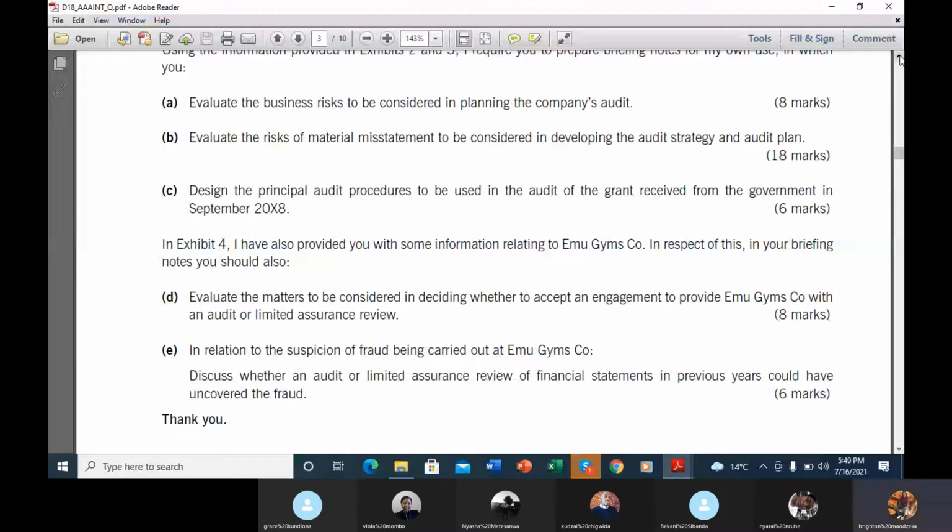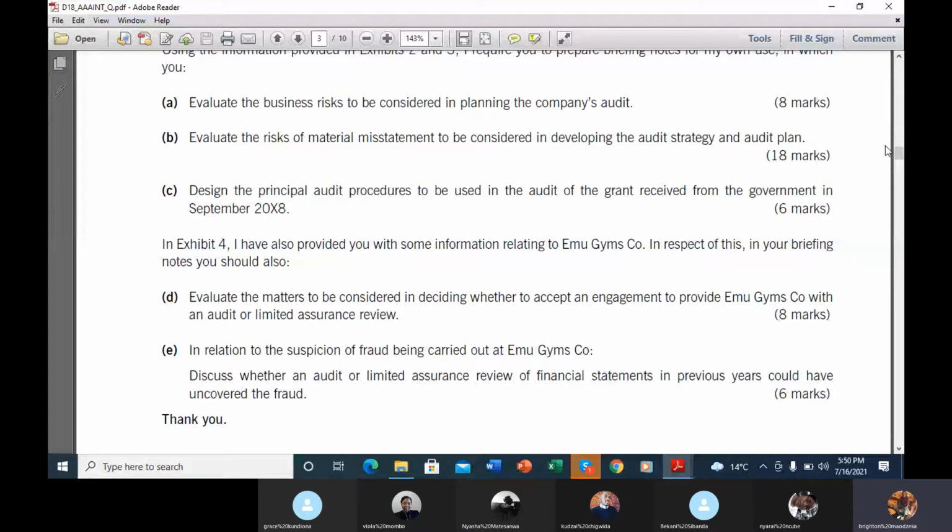Okay, let us get into it. In this case, they are saying 8 marks. So you have to number your work. After the introduction, you skip a line, and they say A. You're not supposed to write 'evaluate the business'. The examiner is the one requiring you to evaluate the business risk. So you clearly write: evaluation of business risks to be considered in planning the company's audit. Simple as that.